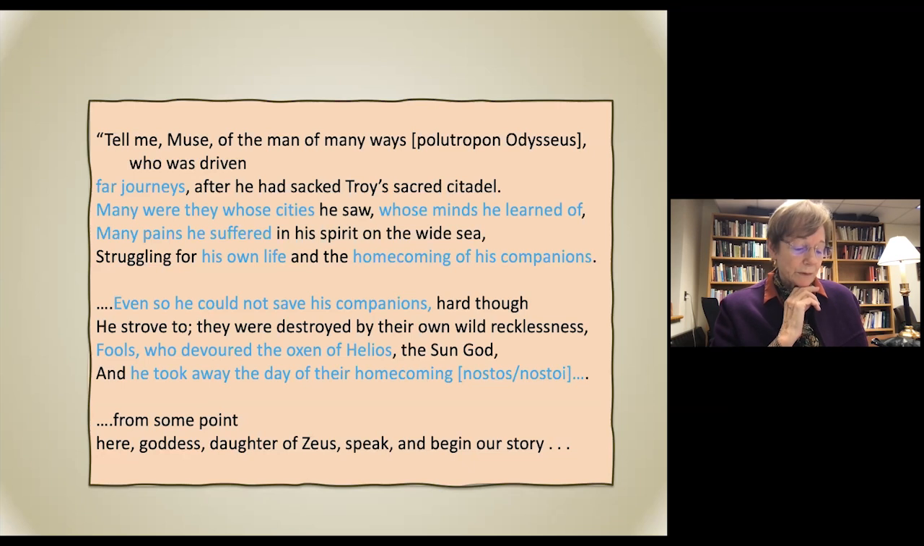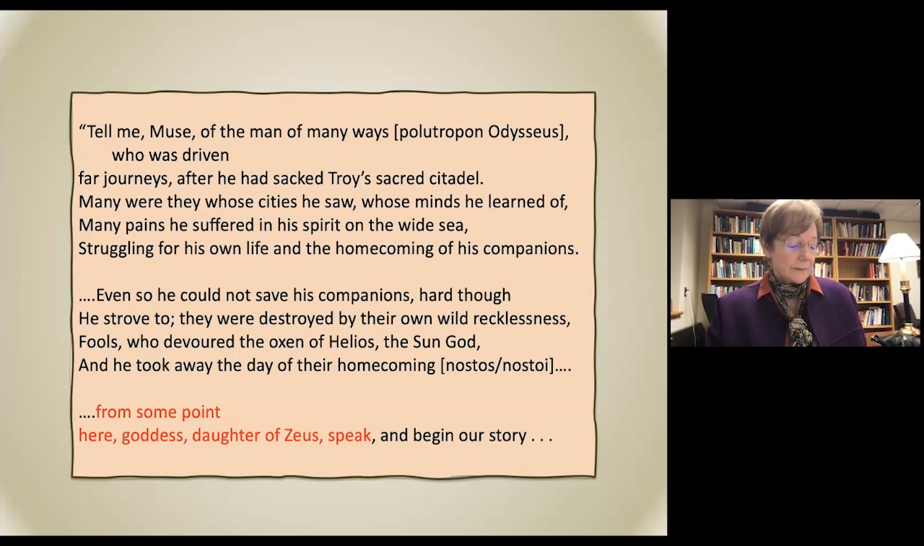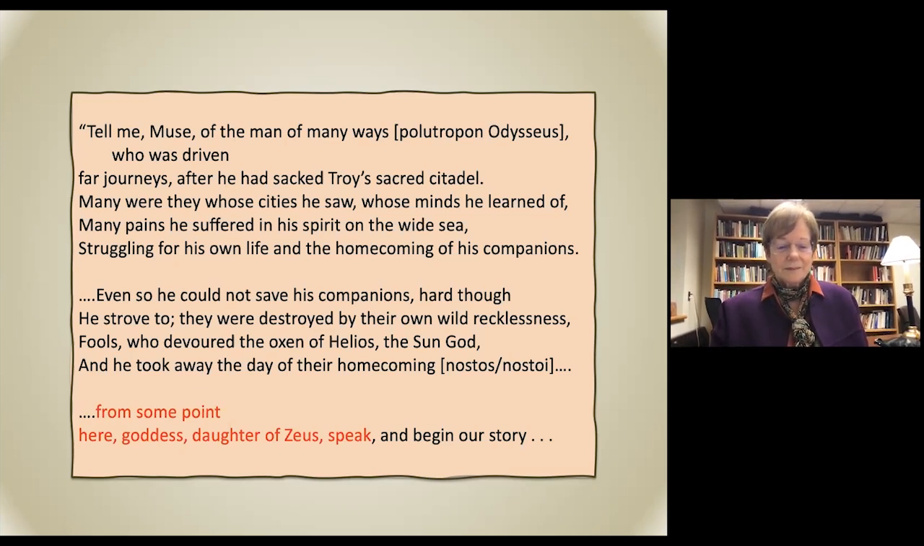How is the epic poet going to impose order on all of this? In the end, he simply dodges responsibility and hands it over to the muse. "From some point here, goddess, daughter of Zeus, speak and begin our story." I always find this a little funny because he's giving up responsibility and just letting her take over.